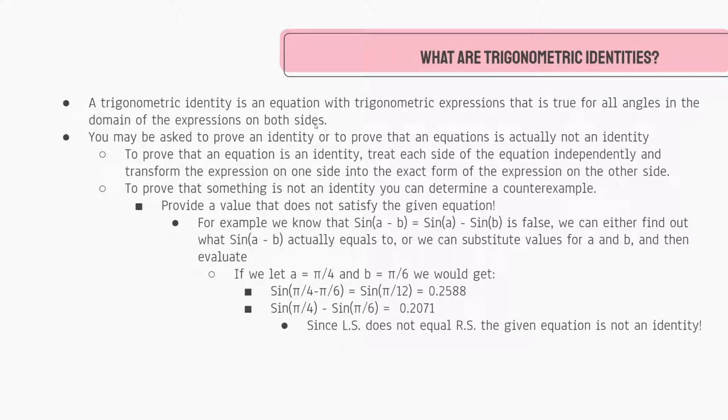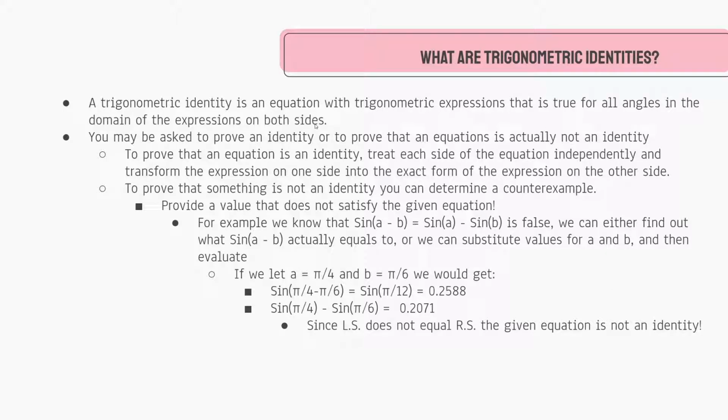So for example, we have the following equation given to us: sine of (a minus b) is equal to sine a minus sine b. We know that this is false from a previous chapter. So from here, we need to say and prove that it is indeed false. Since we know how to derive sine of (a minus b), we could go through the long-winded derivation of that equation and then show that that doesn't equal sine a minus sine b.